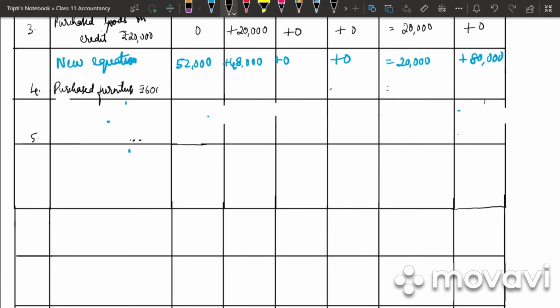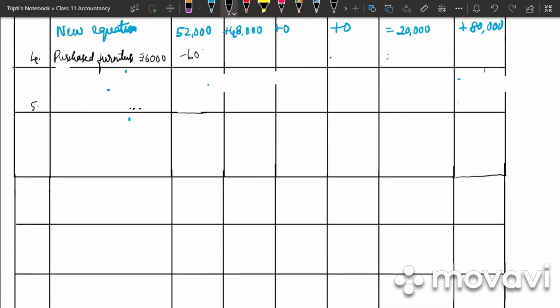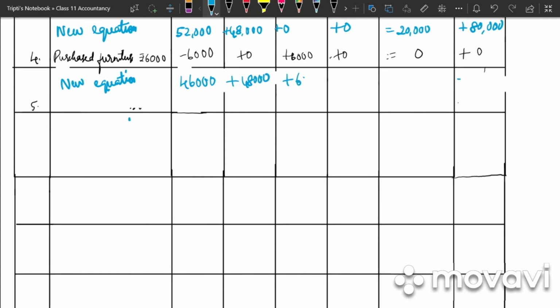So our cash is reducing by 6,000 plus 0 plus furniture is increasing by 6,000 plus 0 is equal to 0 plus 0. So what is our new equation? 52 minus 6,000 we'll get 46,000 plus 48,000 plus 6,000 plus 0 is equal to 20,000 plus 80,000.